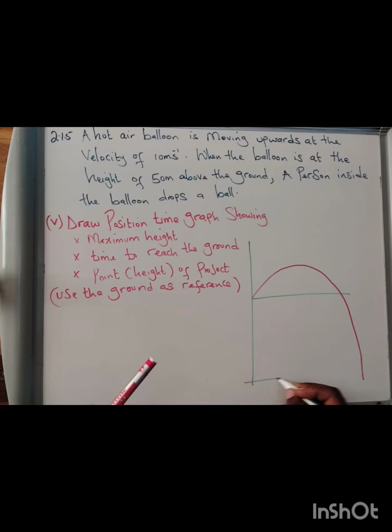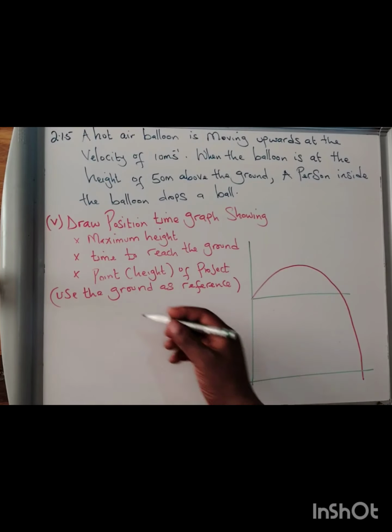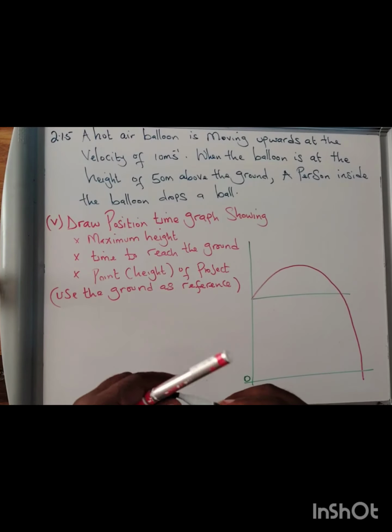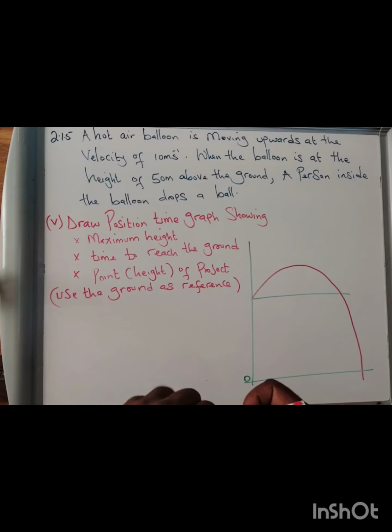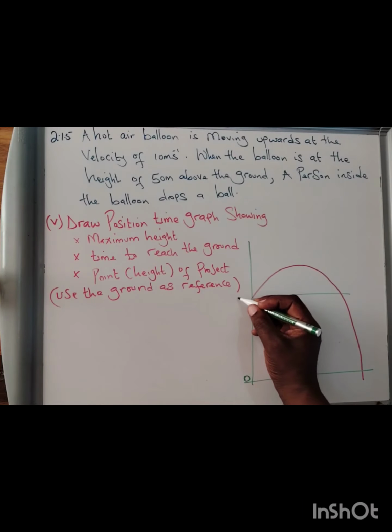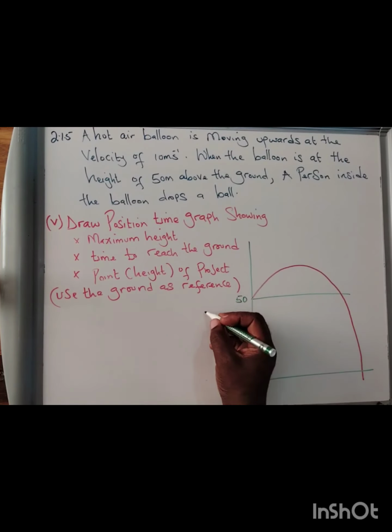If this is our ground and we are using the ground as reference, it means that what we have here is 0. The ground is the starting point from which all other measurements are going to be taken. So if we know the height, it means that this one is 50. What do you have on this axis? We have position in meters.